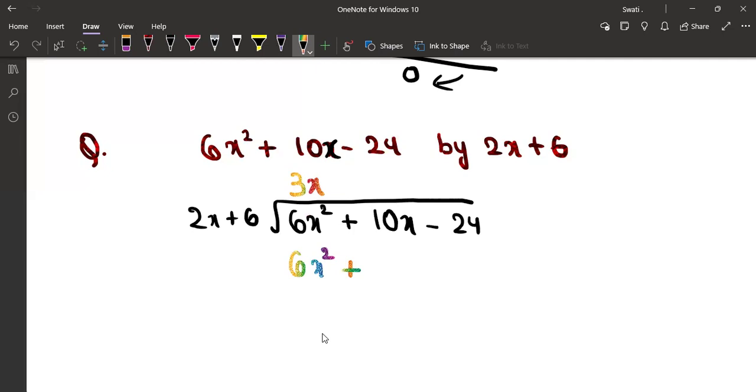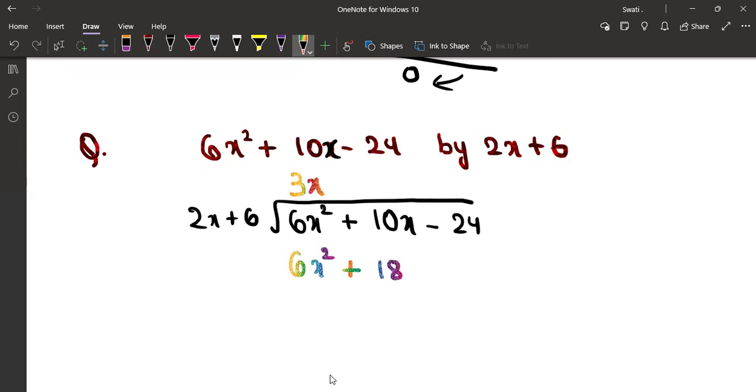Then we will multiply 2x with 3x. 2x with 3x you have multiplied already, Manya. You have got 6x squared. Next number now. After 2x, what is there? 6. 6 with 3x, right? What's the answer? What is 6 into 3x? 9. 6 into 3. Is it not 18?